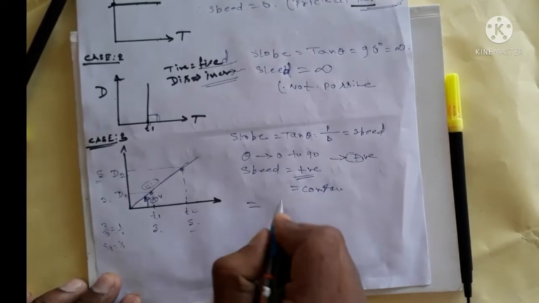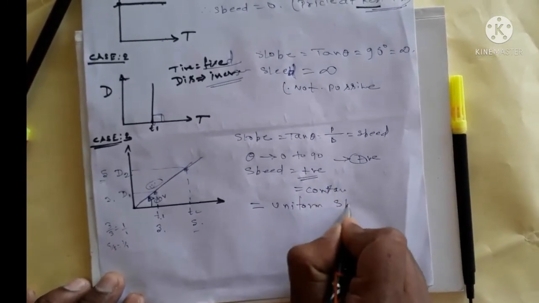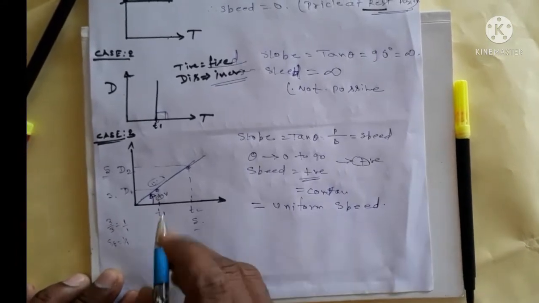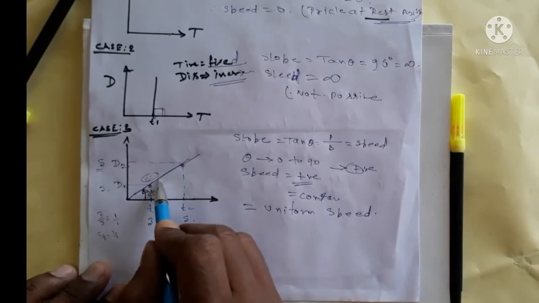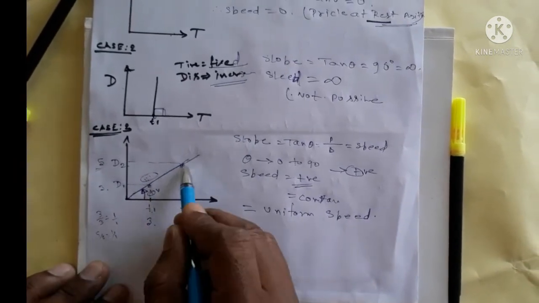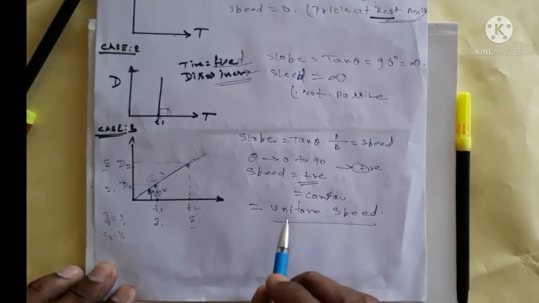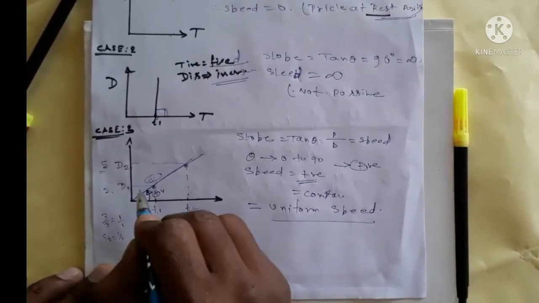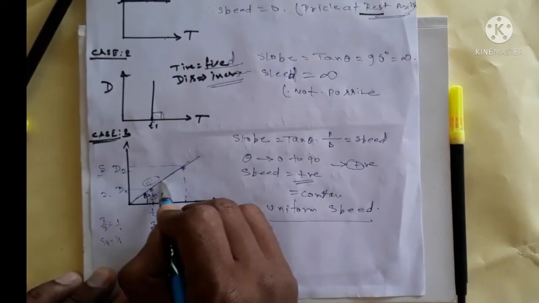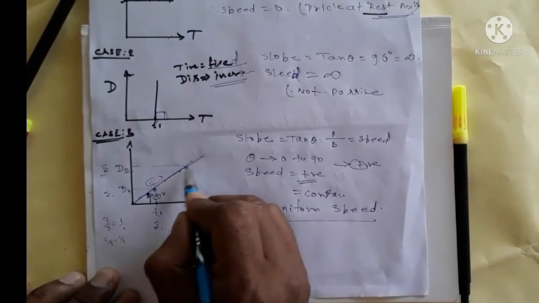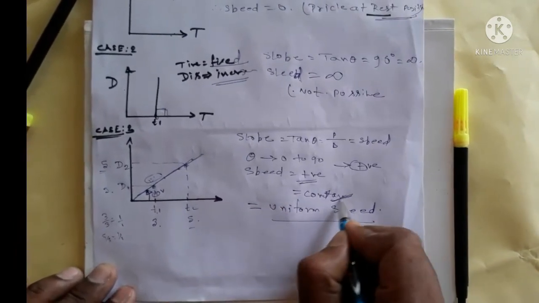And this type of graph is uniform speed. Uniform means the same ratio increases from this point. Uniform means equal. Every point distance is equal. From this point speed is equal, from this point speed is equal, this point speed is equal, and positive and constant.